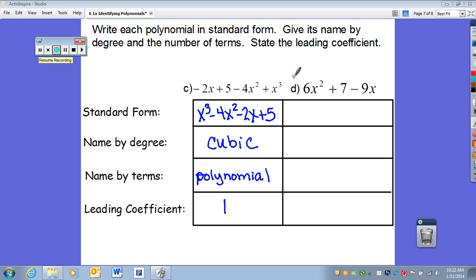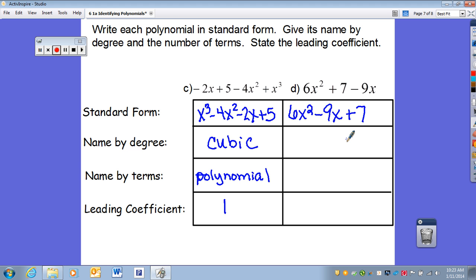In our next example, we want to put this in standard form. We look for our largest exponent, which is 6x squared. Then we have our next term, which is to the first power would be minus 9x, and our last term would be 7, which is our constant.